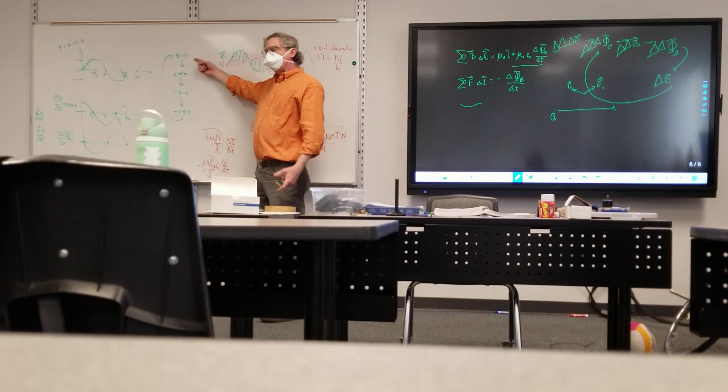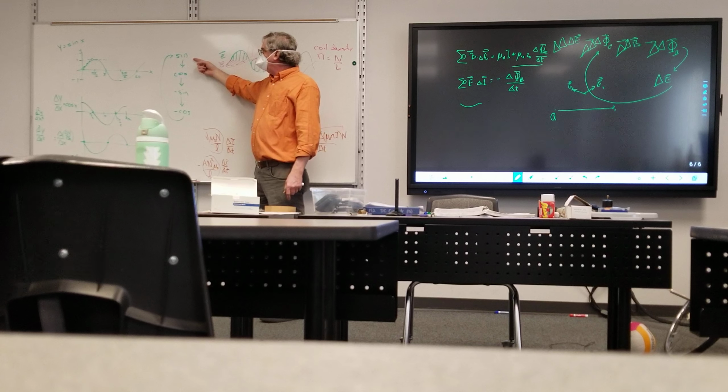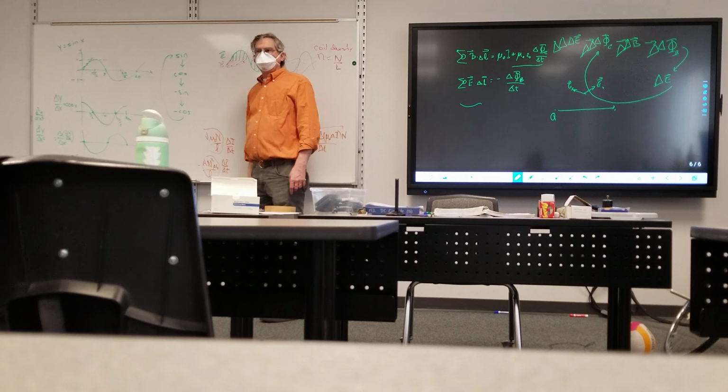So if my position graph looks like y equals sine of x, my snap graph would look the same.